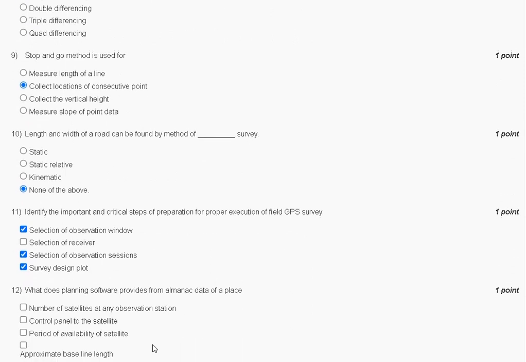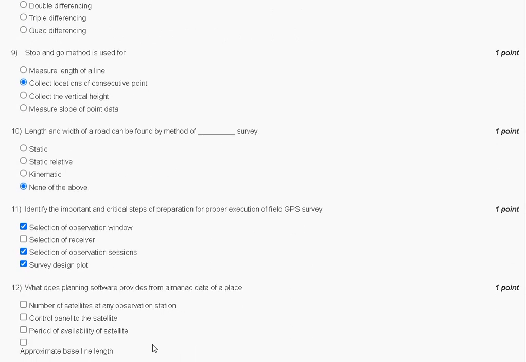Question number 12. What does planning software provide from almanac data of a place? The correct answer is option A, number of satellite at any observation station. Option number B, period of availability of satellite.